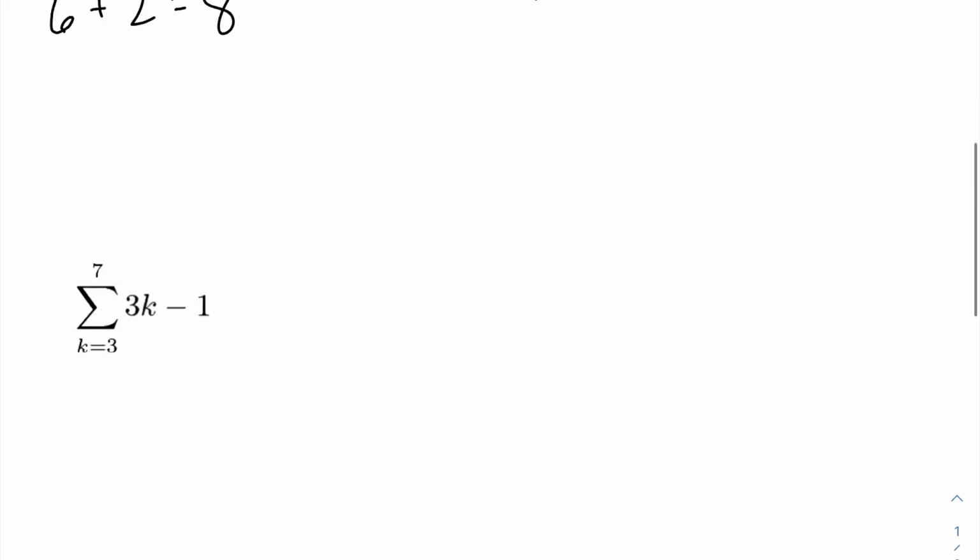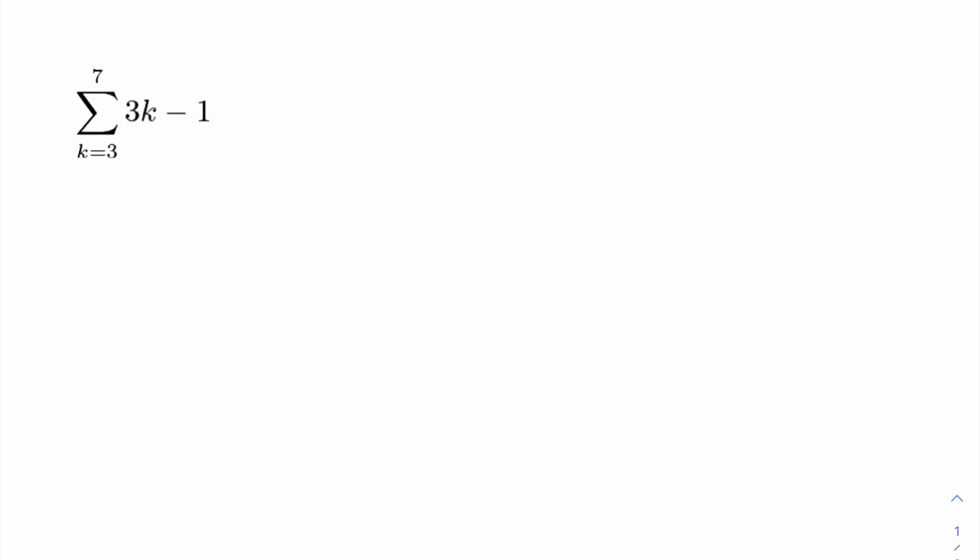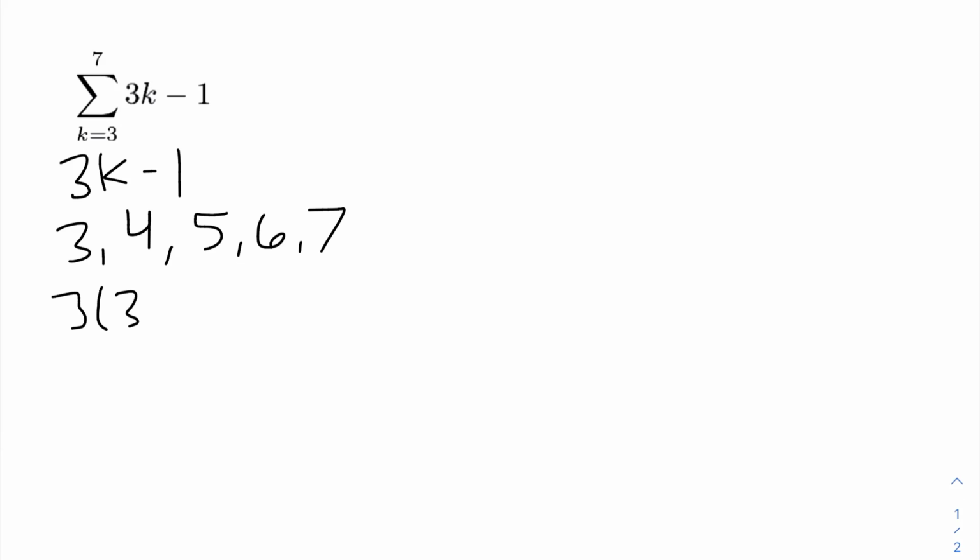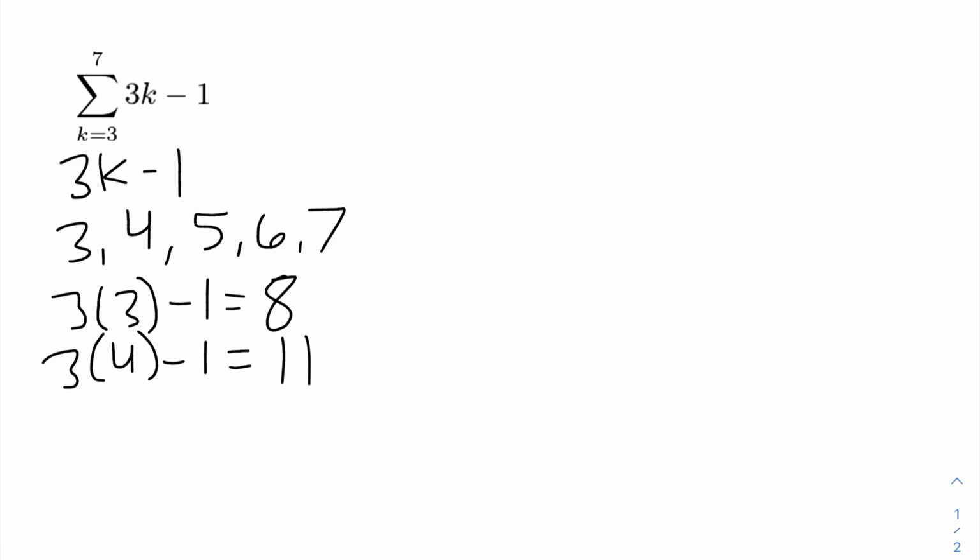Now let's try another example. This time our expression is 3k minus 1. Now k is going to start off as 3, and it's going to end at 7. So our values of k are going to be 3, 4, 5, 6, and 7. Now let's plug these into our expression. 3 times 3 minus 1 equals 8. 3 times 4 minus 1 equals 11. 3 times 5 minus 1 is 14. Then we're going to have 17. Then we're going to have 20 if we plug in 7.